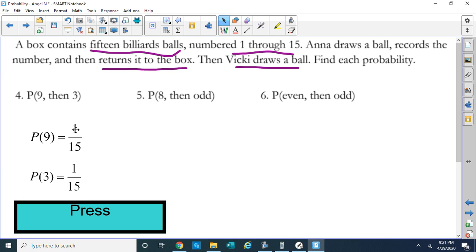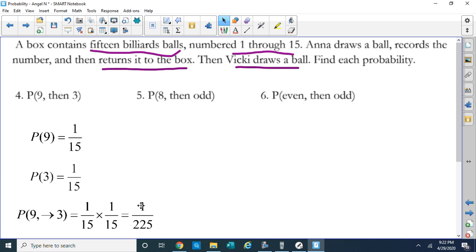So remember, I'm going to take these two fractions and multiply them together to give me the probability of getting a 9 and then a 3. Because of the counting principle, we multiply these two fractions. So 1/15 times 1/15 is 1/225. So that's how we get our answer for that.